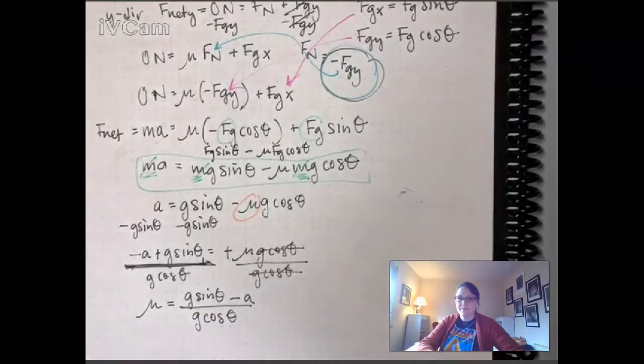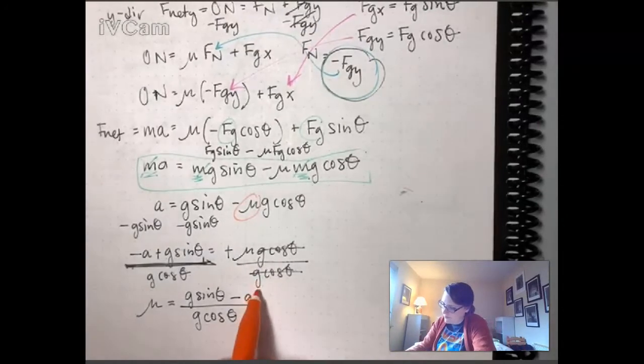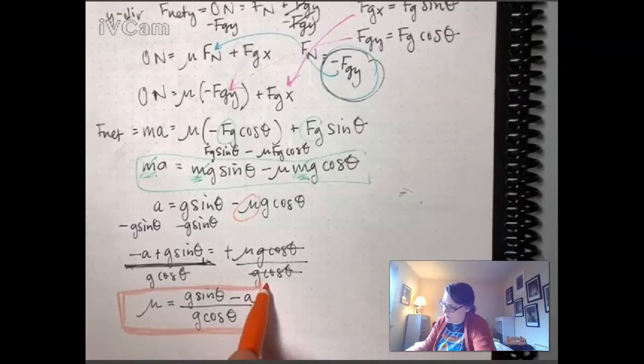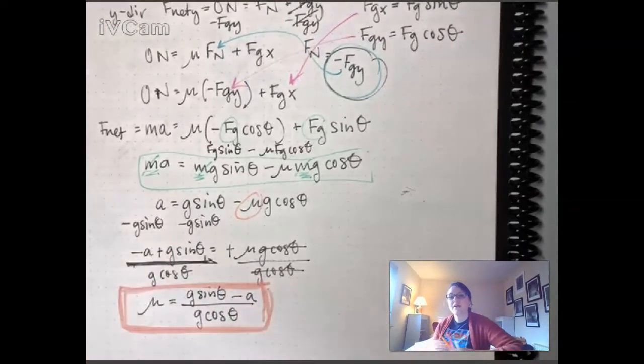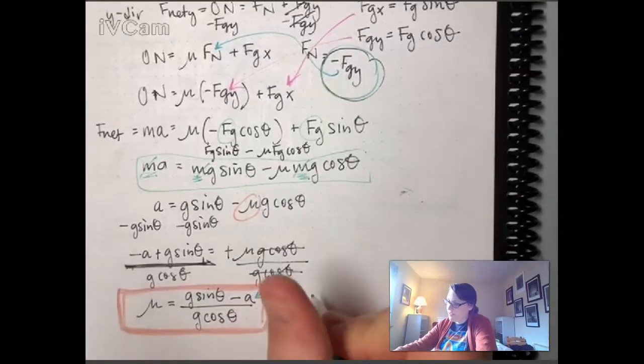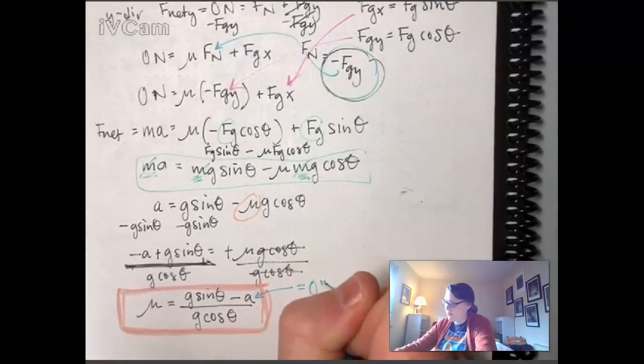So, ladies and gentlemen, this equation right here will give you the coefficient of friction for any situation, any object sliding down a ramp. In our particular situation, this acceleration equals 0.